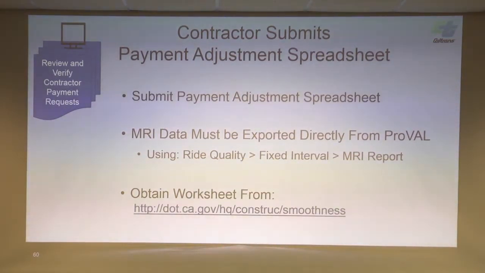And all this tabular data is going to get exported out of ProVAL into this spreadsheet. And the rule is it has to be a direct export from ProVAL. There's nothing to stop a contractor from taking those values and then changing them on the spreadsheet, other than you're going to check them. You're going to be doing the same thing to make sure that they didn't change any values. The spreadsheet takes care of that.